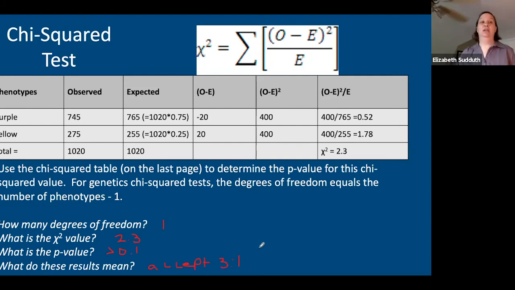Therefore, these plants were in the ratio of 3 to 1. The purple parent must be true breeding and the yellow parent must be true breeding. We are comfortable with our hypothesis as we worked it out.